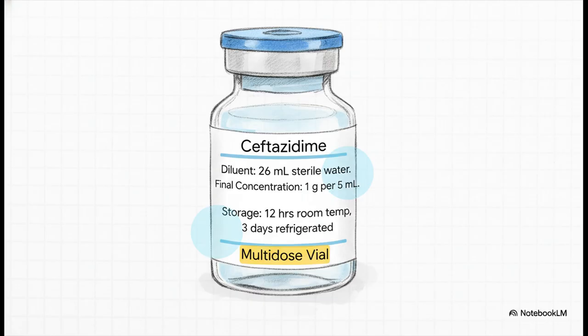Add 26 milliliters of sterile water. It gives you the final concentration, 1 gram per 5 milliliters, which is absolutely crucial for your math later. It even tells you how long it's good for. And notice that last part. It's a multi-dose vial, which means we'll have more work to do after we mix it.